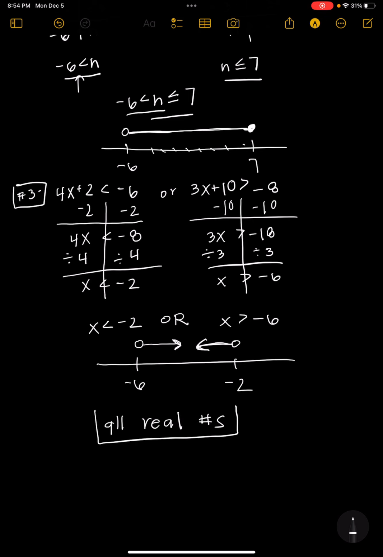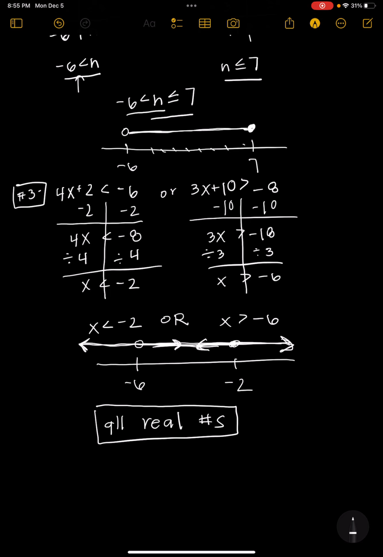And the reason why my answer is all real numbers in this case is because if something is less than negative 2 or greater than negative 6, that covers every number. Because think about this. This arrow can keep on going this way, right? Past the 6. And then this arrow from the 6 can keep on going this way past the negative. I'm sorry. The arrow from the negative 2 can go past the negative 6, and the arrow from the negative 6 can go past the negative 2.